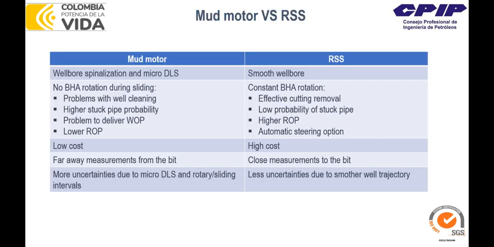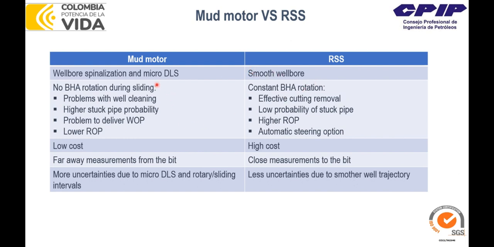So let's look at this comparison. Let's in some ways summarize advantages and disadvantages of each technology. Okay, so let's go one by one. Number one, for the mud motor, the wellbore spiralization and macro dogleg severity is much more severe than with the rotary steerable system. With the rotary steerable system, the wellbore is smooth, as you just saw on the previous slide.